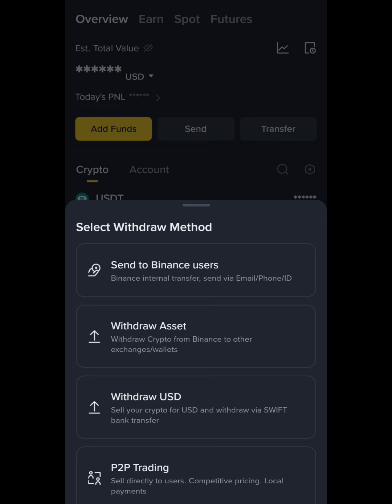So yeah, that basically covers mostly everything you need to know about triangular arbitrage before you get started.